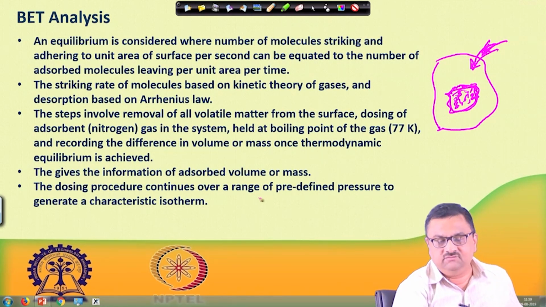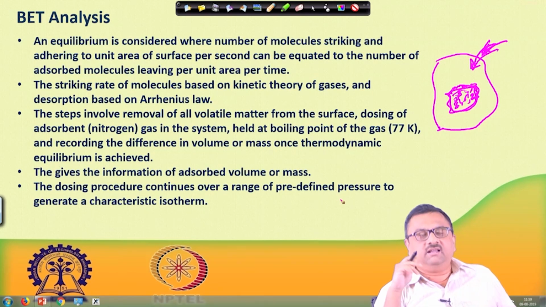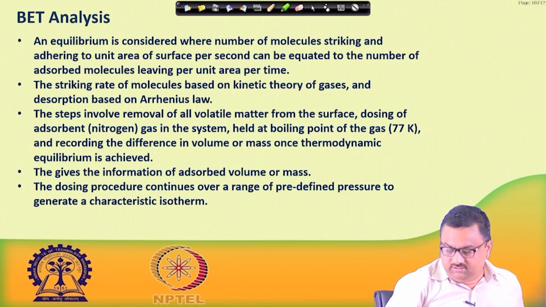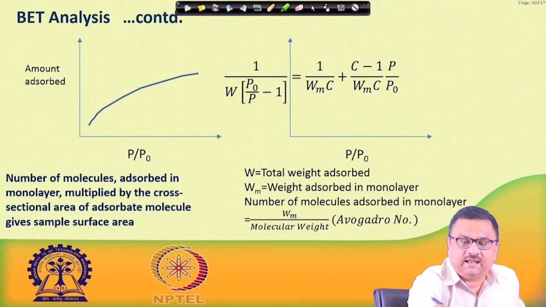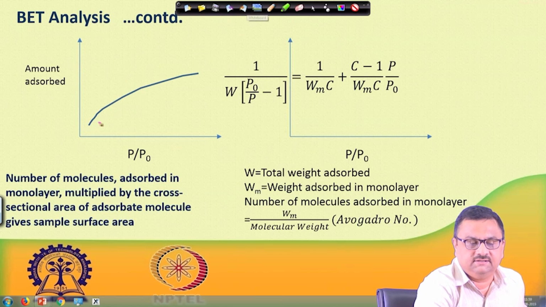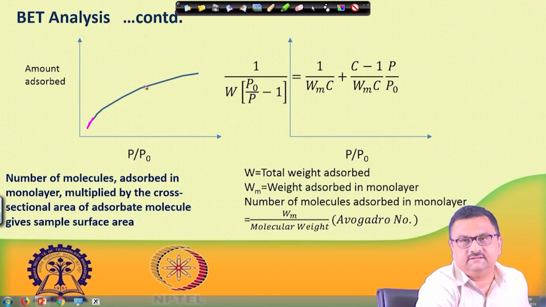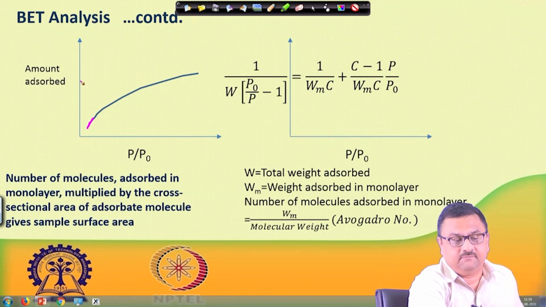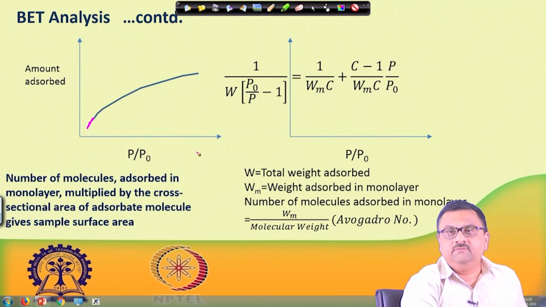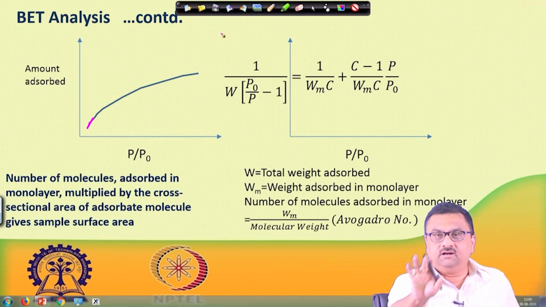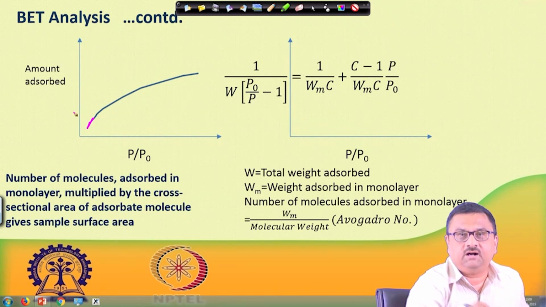The dosing procedure continues over a range of predefined pressures to generate a characteristic isotherm. So, if we look at the amount adsorbed versus P by P naught, we will see that initially this is a monolayer coverage, and then it takes a turn. So, it would be multiple layers. This is called an isotherm, which is the amount adsorbed as pressure increases. You must remember, we have talked about type 1, type 2 and type 4 isotherms, where there is capillary condensation. We are not going up to that, we are just focusing on this part of the adsorption.